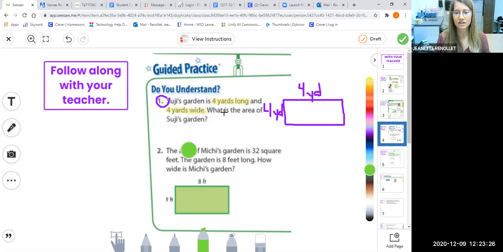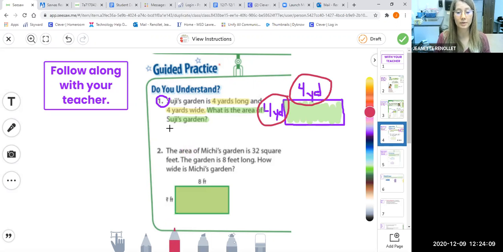My question asks, what is the area of Suji's garden? I'm looking for the area, the space inside her garden. How big is it inside the garden? That's what I'm trying to figure out. So I know that if there are not square units inside for me to count, I can multiply length times width. I have my length and width in my model. 4 yards long, 4 yards wide.